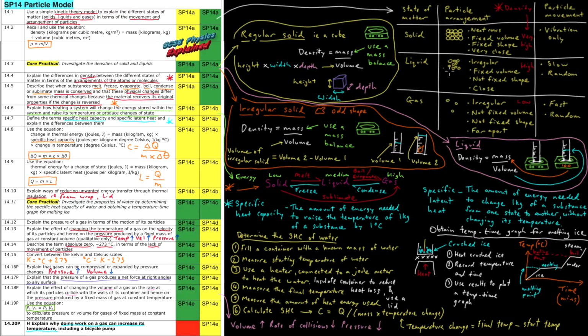The particles in a liquid are irregular, which means they're all over the place. They've still got a fixed volume, but they don't have a fixed shape. They'll fill the shape of the container.